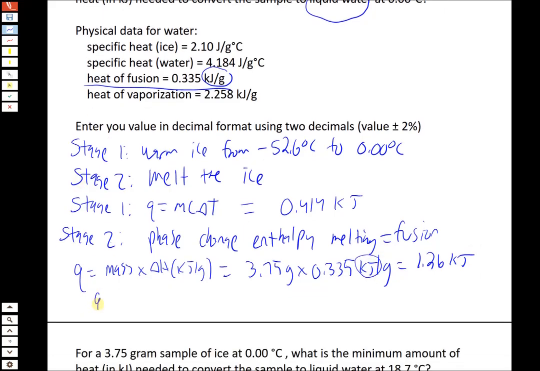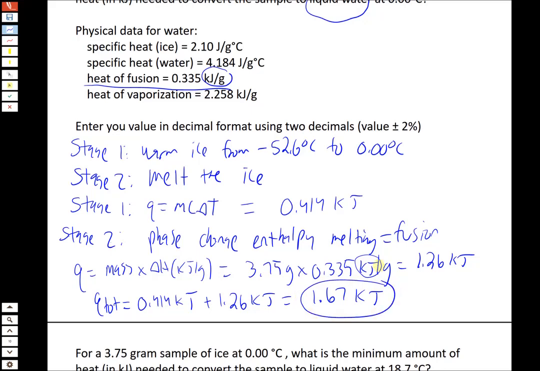And so then the total heat for this process would be the two added together: 0.414 kilojoules to warm the ice to the melting point, and then another 1.26 kilojoules to melt the ice. So again, we're doing both things here. When we add those together, I get, maybe with a little bit of rounding, 1.67 kilojoules for this one. All right, so that's the amount of heat needed to do both of those things.